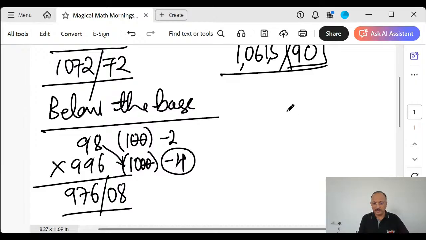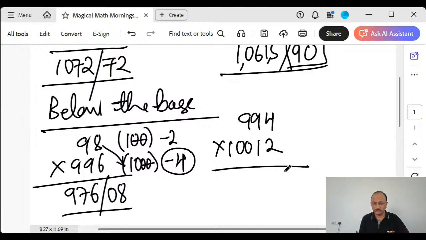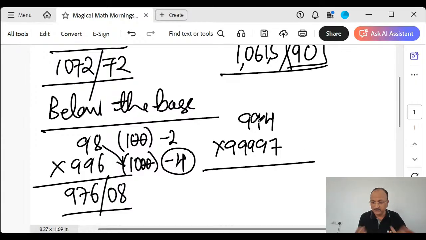Suppose you want to multiply 994 into 10012. Oh, sorry, one is below and one is above, correct? No? Let me go to that one later. Let's take maybe 99997. Let's take the deviation little longer, a little wider.